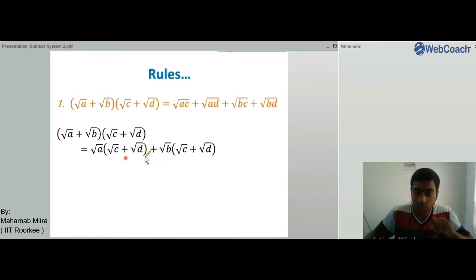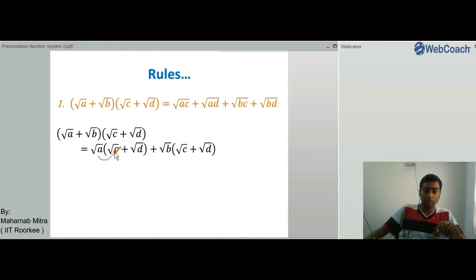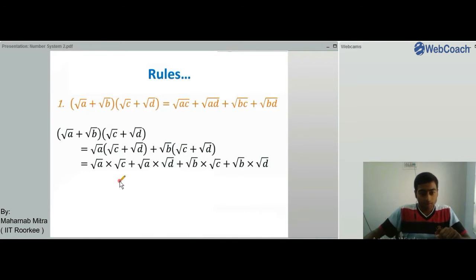So let's see how we can further solve this. And you can see once again we can use the distributive law. Here, a should be multiplied to c first, and then a should be multiplied to d, right? Using the distributive law. And similarly in this case also, b is multiplied to c, and after that b is multiplied to d with this sign in between them. So we have multiplied this. You can see square root a times square root c, square root a times square root d with the plus sign as was in here. And in the same fashion we have done in the second part also, right?